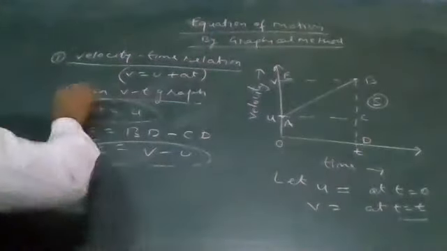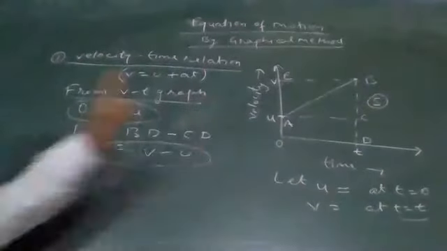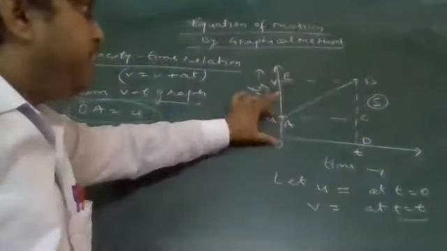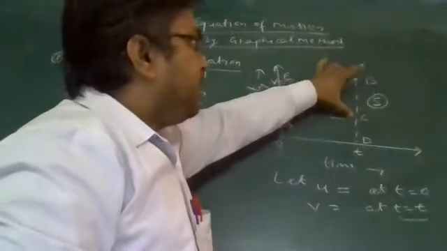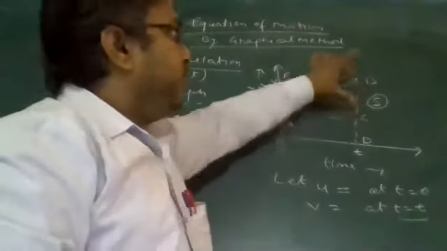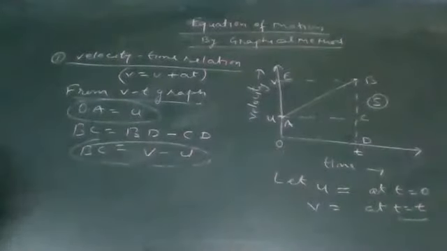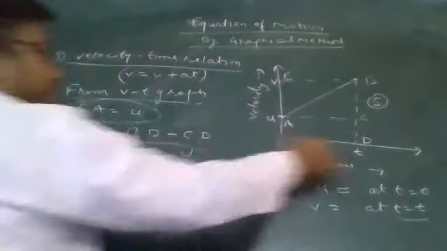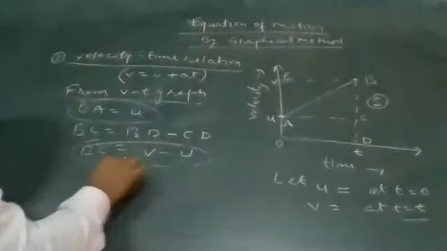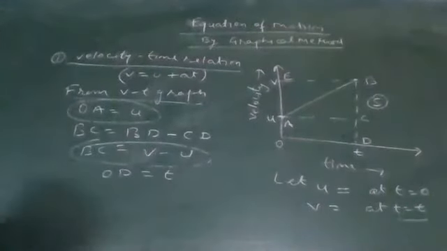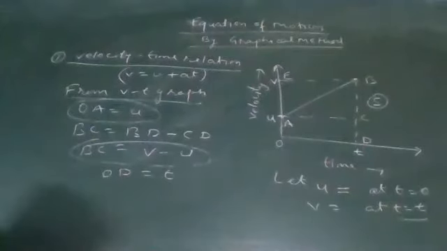OA is your u, and CD is also equal to OA. If I want to find BC, it is BD minus CD, so BC is equal to v minus u. Now OD is clearly the time. OD is equal to t. All the factors have been mentioned.